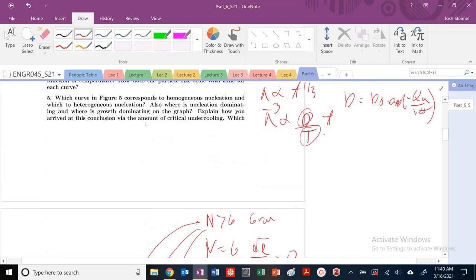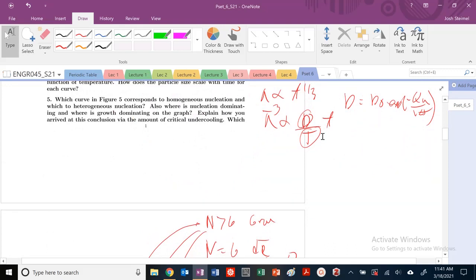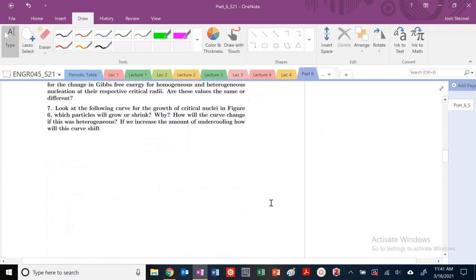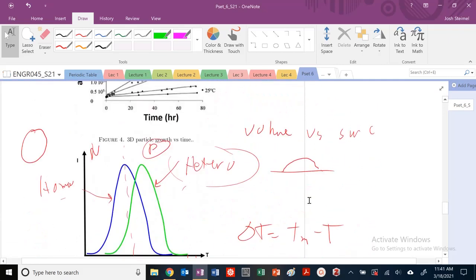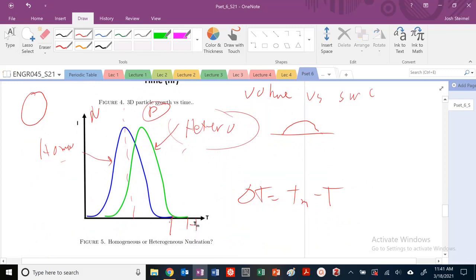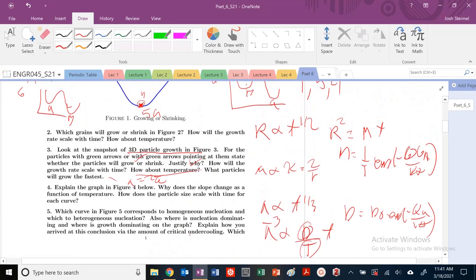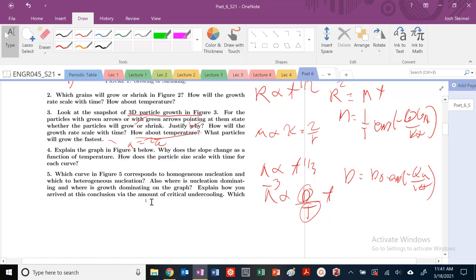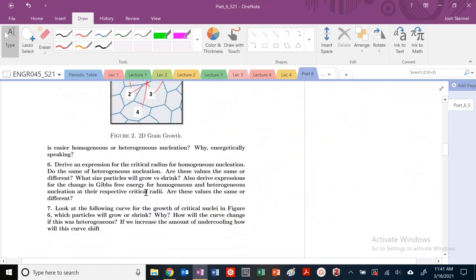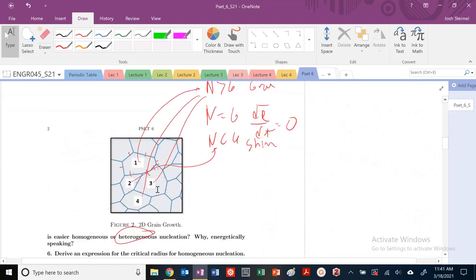So let's see if we answer all the questions. We explained where nucleation is dominating and growth is dominating. How do you arrive at the critical amount of undercooling? Again, for heterogeneous nucleation we need a smaller critical amount of undercooling than for homogeneous nucleation. So that's a big difference. And we asked which is easier energetically, homogeneous or heterogeneous, and it's because of the surface area term. Excellent. So that's number 5. So let's look at number 6.